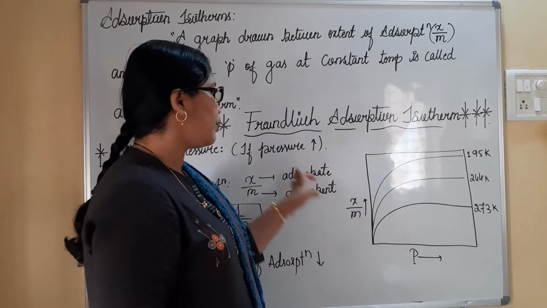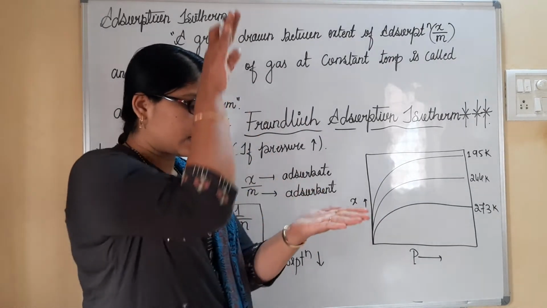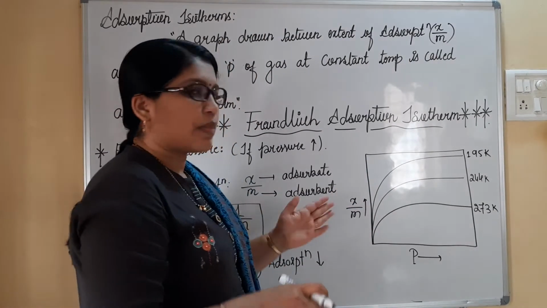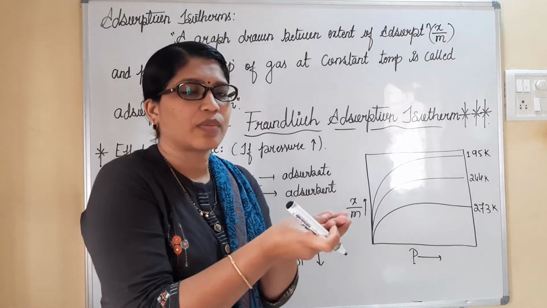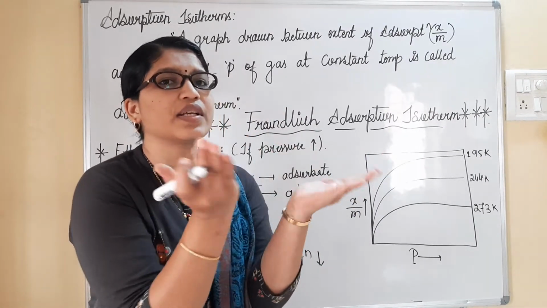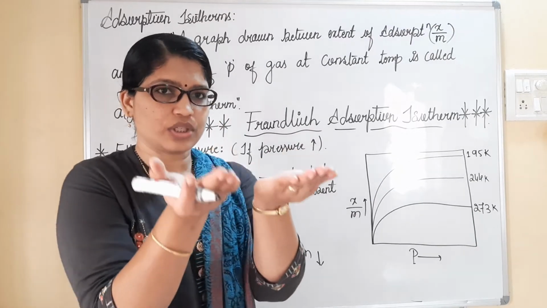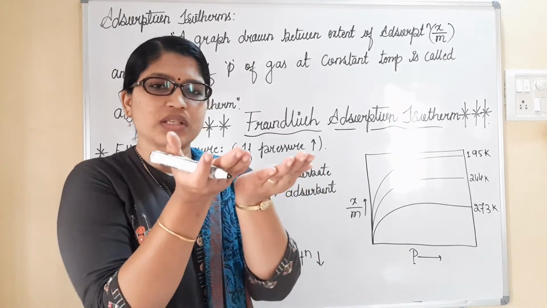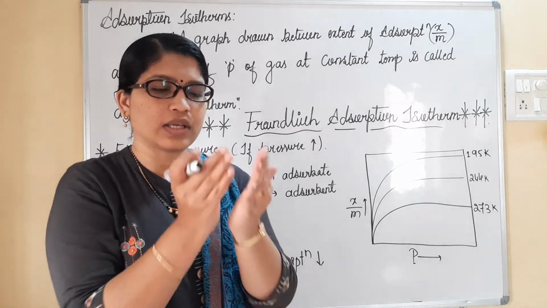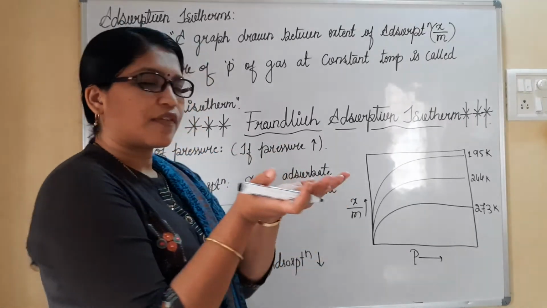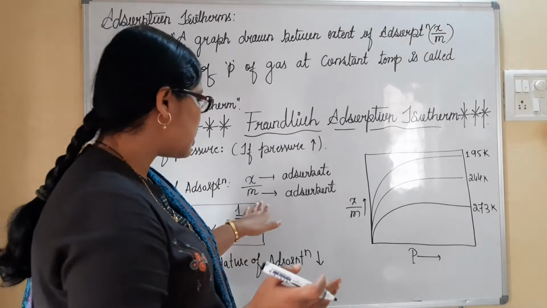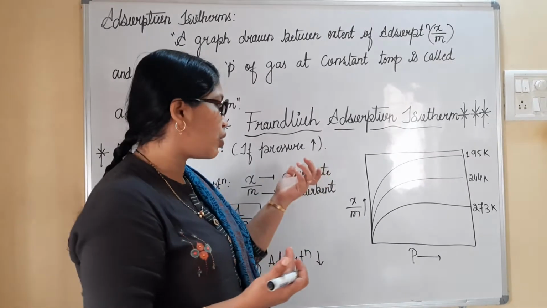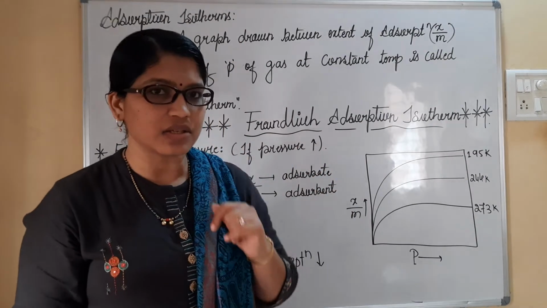x by m is the amount of gas adsorbed. The gas is made to adhere on the surface. m is the mass of adsorbent, and x is the mass of adsorbate. It depends on the surface area: definitely, if the surface area is more, adsorption is more, and if the surface area is less, adsorption is less. Here the adsorbate we are considering is gaseous molecules.